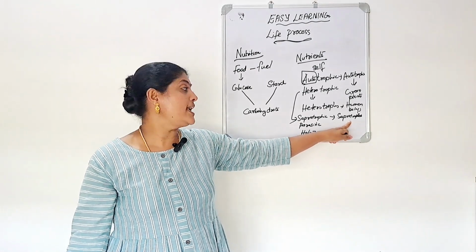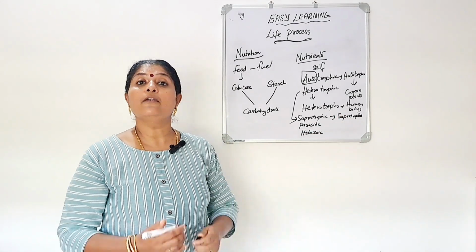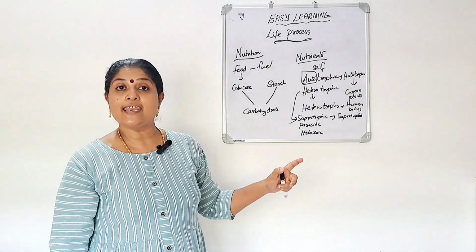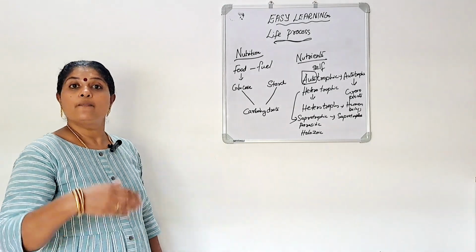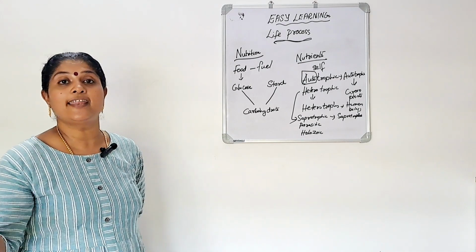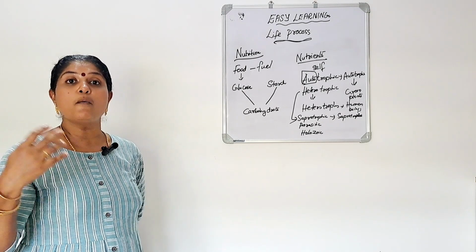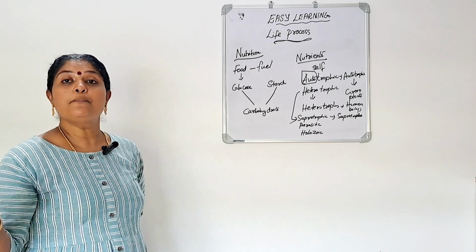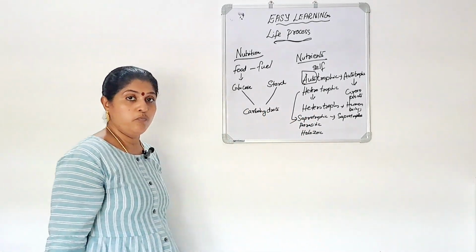How they do it: they break down the complex organic molecules present in the dead remains of plants and animals into simple substances. That is, they convert them into which form? Into the form of solution. The nutrients present in the dead and decaying organic matter are converted into the form of solution, and in that form they gain the nutrients for survival. A simple example we can give is fungi, which comes under saprotrophic mode of nutrition.